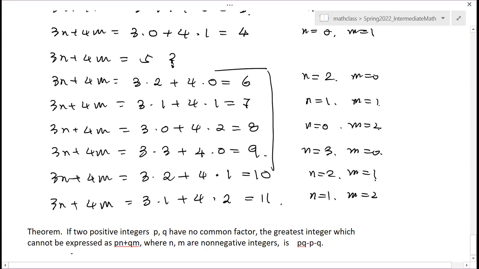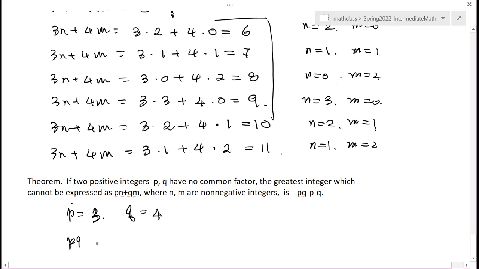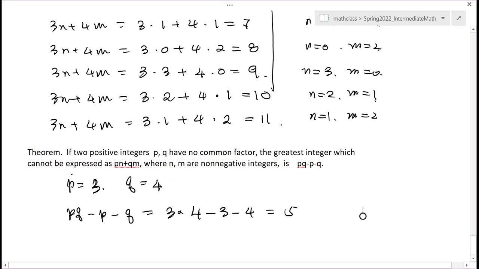So our p is 3, q equals 4. So let's see, pq minus p minus q equals 3 times 4 minus 3 minus 4. Okay, so what is that number? 12 minus 3 is 9, minus 4 is 5. So 5 will be the largest integer which cannot be expressed as the sum of a multiple of 3 and a multiple of 4.